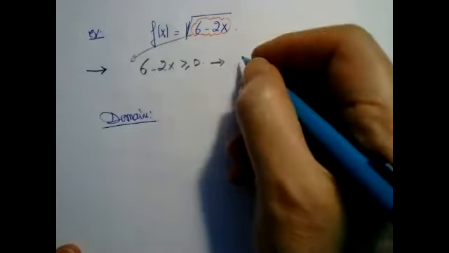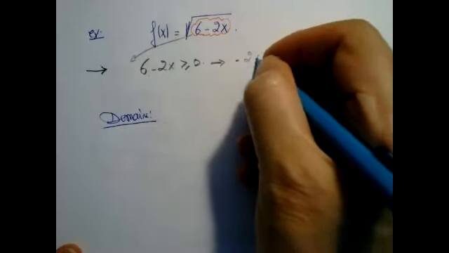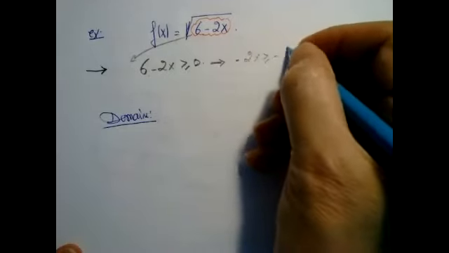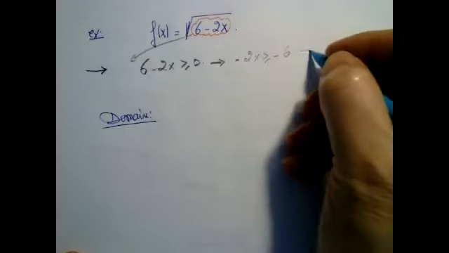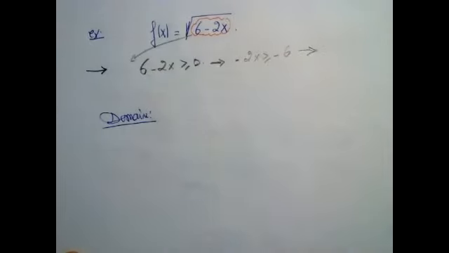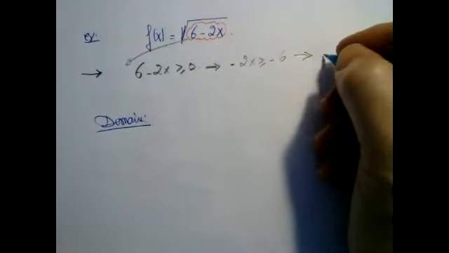Minus 6 on both sides. Okay, thanks, Elizabeth. So I'm going to subtract 6 from both sides. That's how we actually solve it. All right, so now what am I supposed to do? Divide by negative 2.